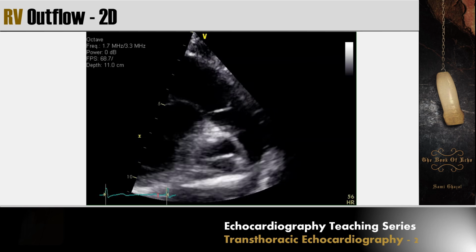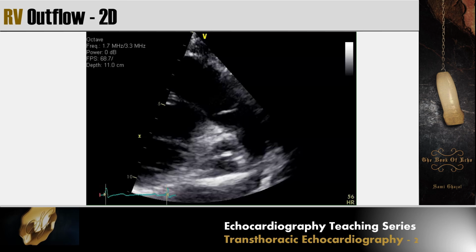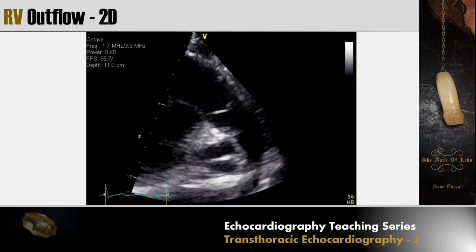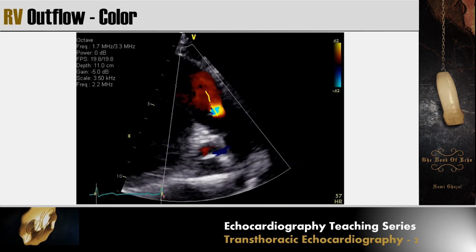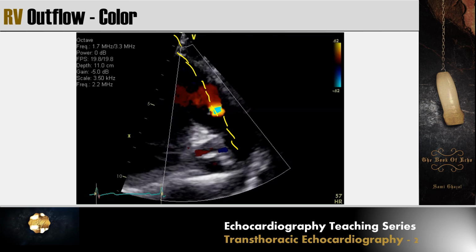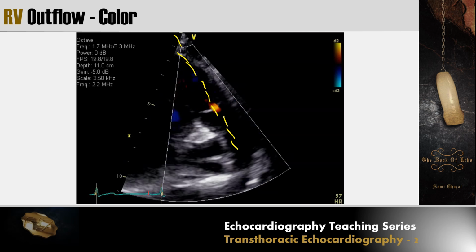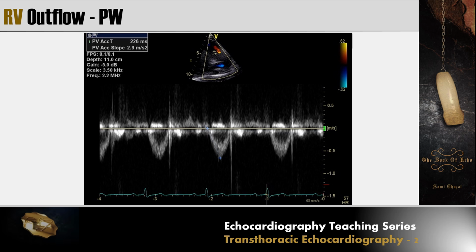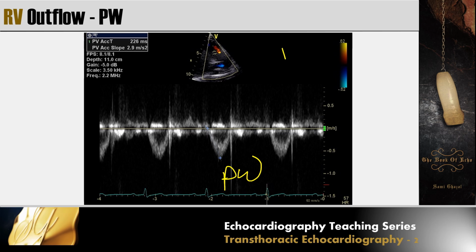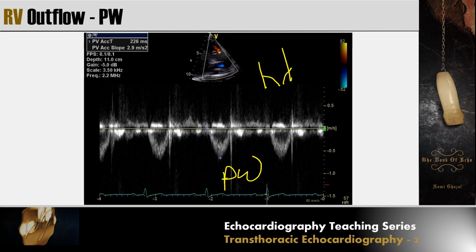Then proceed to the RV outflow image in 2D. And apply color Doppler. Also note the regurgitation here where you're going to align your spectral Doppler cursor. Then acquire a continuous wave of this regurgitation here as well as the outflow here. Then acquire a pulse wave Doppler proximal to the valve. So if this is the valve here, the pulmonic valve, you need to adjust your sample volume proximal to the valve here.